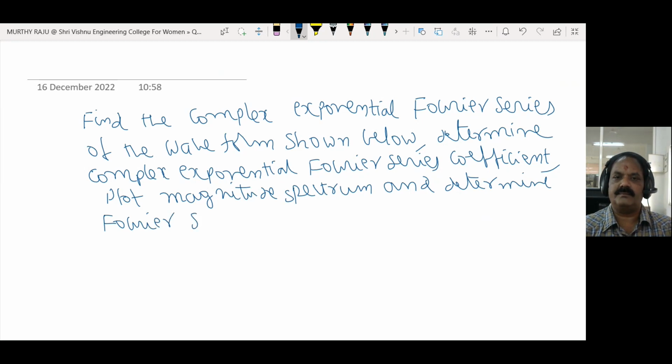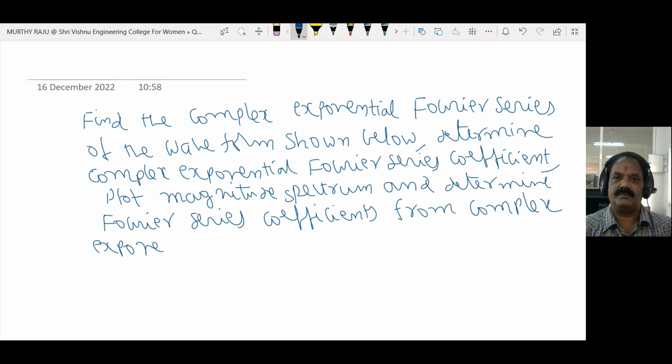Fourier series coefficients from the complex exponential Fourier series coefficients.